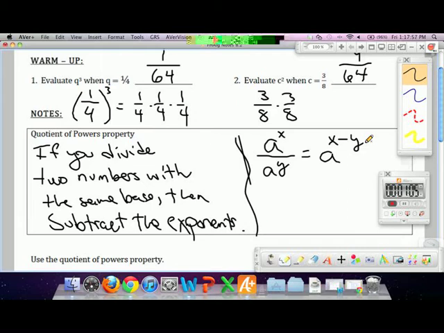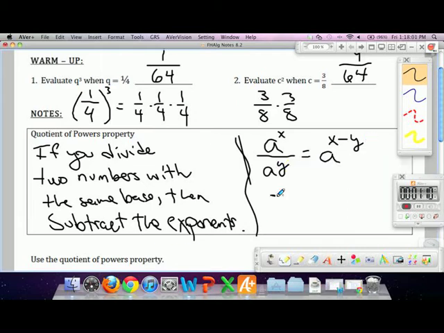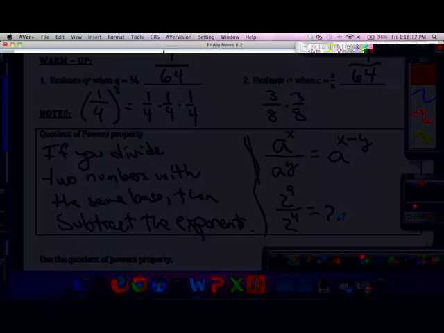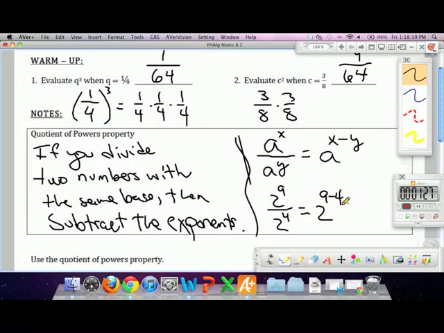In a more concrete example, how about 2 to the 9th power over 2 to the 4th power? That says same base, and I'm dividing them, so I can subtract the exponents. So I could say that's the same as 2 to the 9 minus 4, which is just 2 to the 5th power. That is the quotient of powers property.